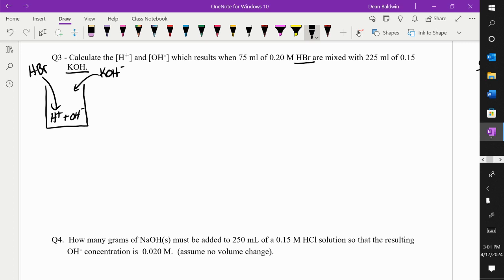So, first thing you do is figure out the moles of HBr. We know the volume, we know the molarity. How do you figure out moles? Multiply them together, right? So the moles of HBr are going to be 0.075 liters times the concentration.